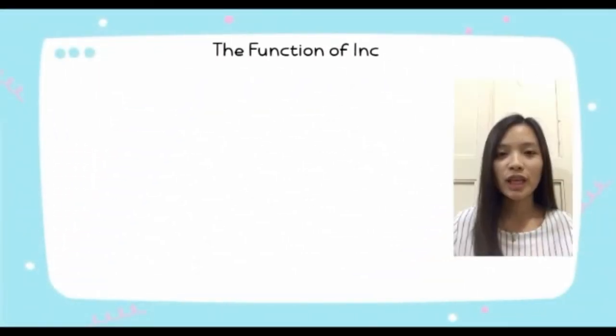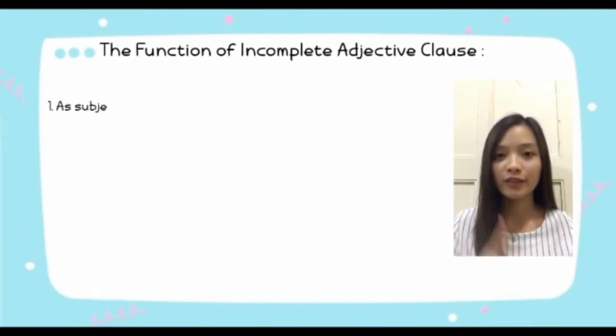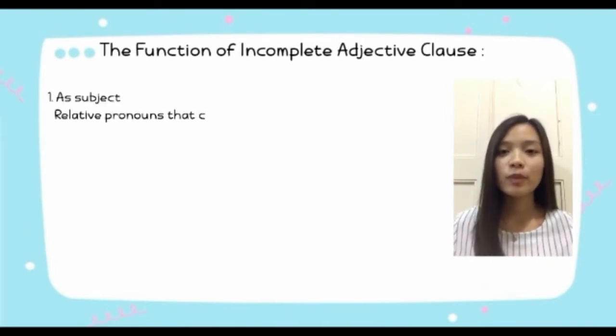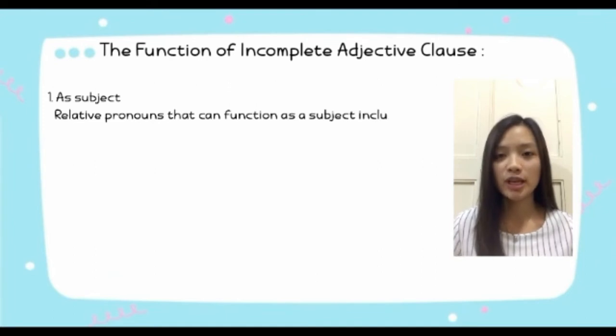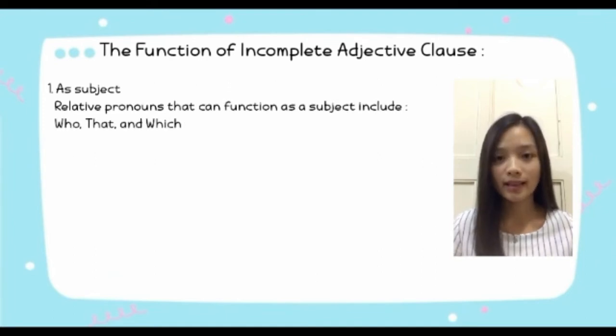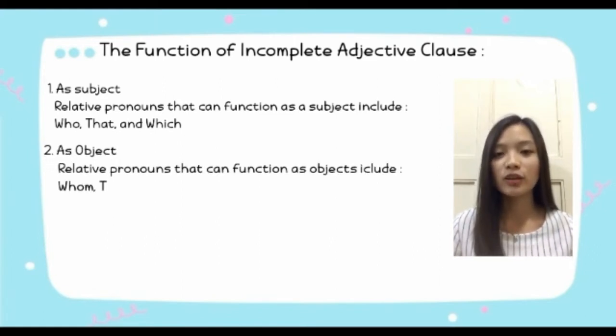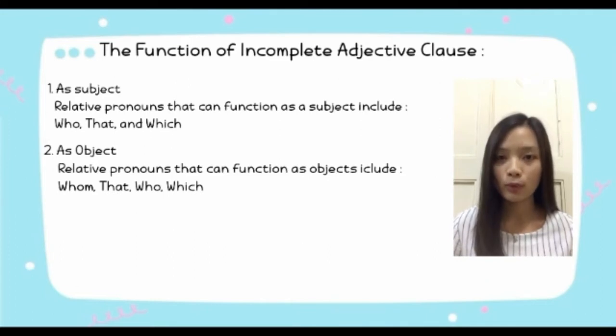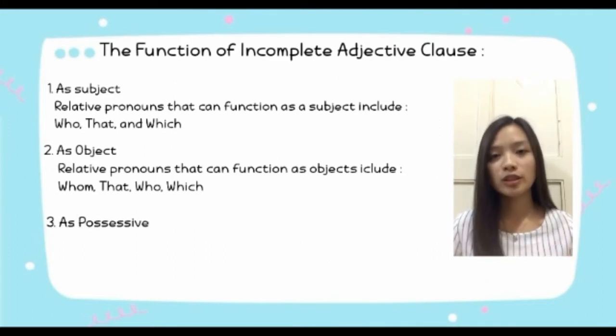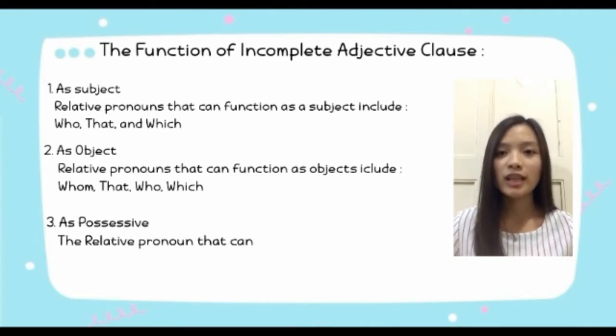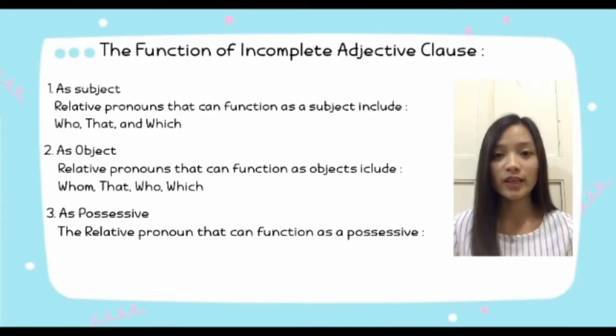The functions of the incomplete adjective clause are: first, as subject. Relative pronouns that can function as a subject include who, that, and which. Second, as object. Relative pronouns that can function as object include whom, that, who, and which. Third, as possessive. The relative pronoun that can function as a possessive is whose.